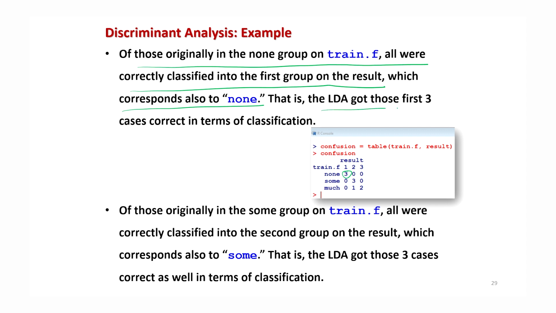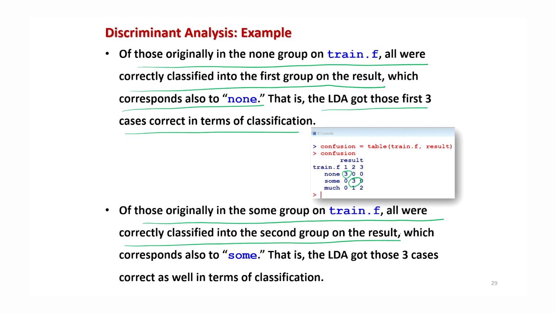So the LDA got those first 3 cases correctly classified using this linear discriminant function, right? And for the second case, those cases originally in the some group in the data train.f were all correctly classified into the second group on the result, which corresponds to some.